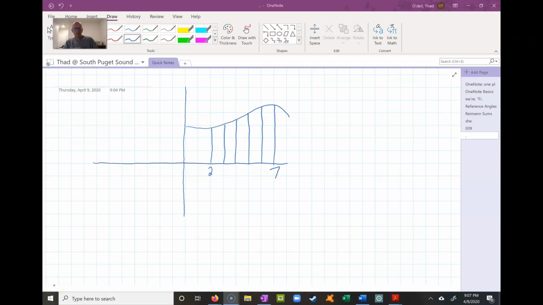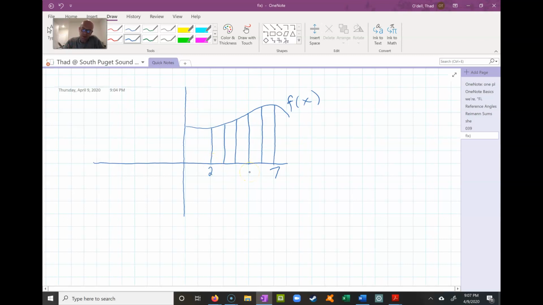Hello, so this is a video on using sigma notation together with Riemann sums to represent the area under a curve. We'll start out with a normal Riemann sum, like say a right-hand rule. If you're looking at this picture, we're trying to find the area under this curve. We'll call it f of x, from x equals 2 to x equals 7.